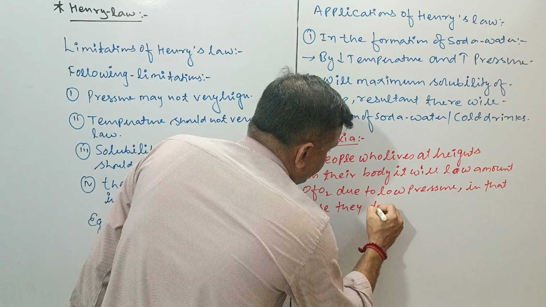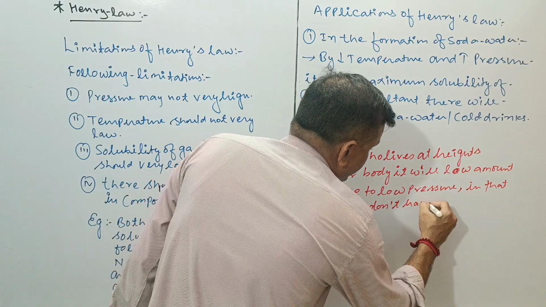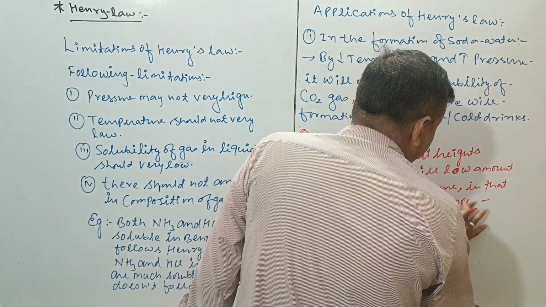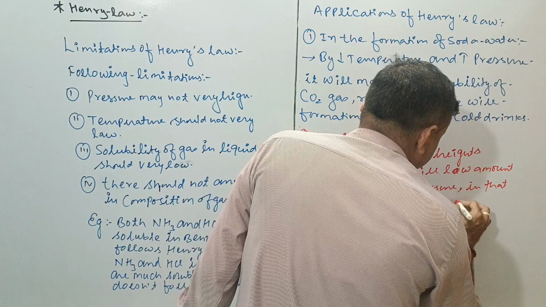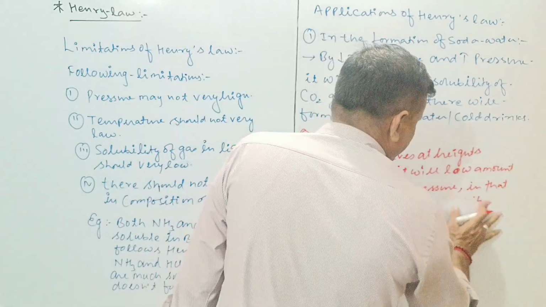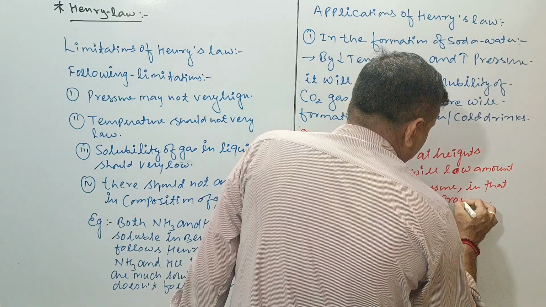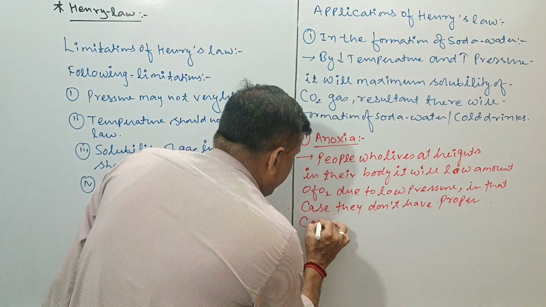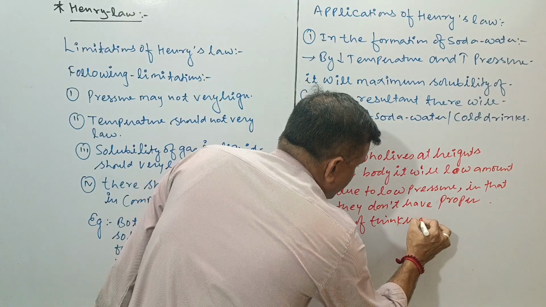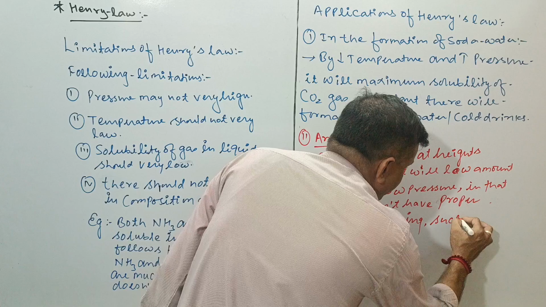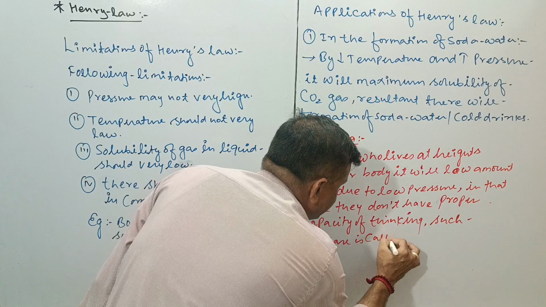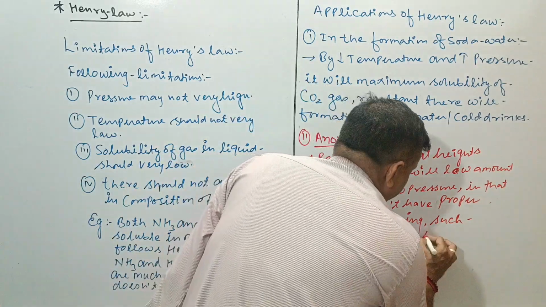They don't have proper capacity of thinking, just you can say proper capacity is much better. Such a disease is called anoxia.